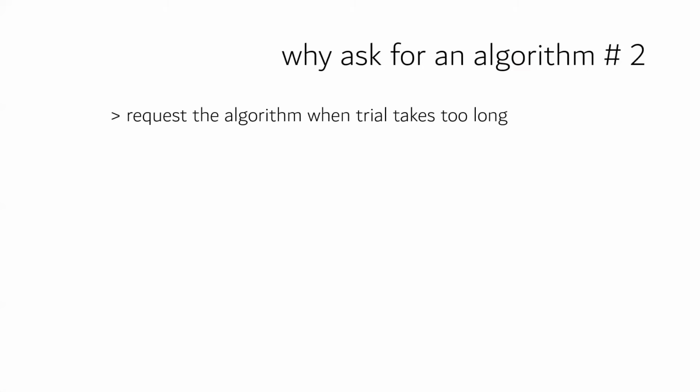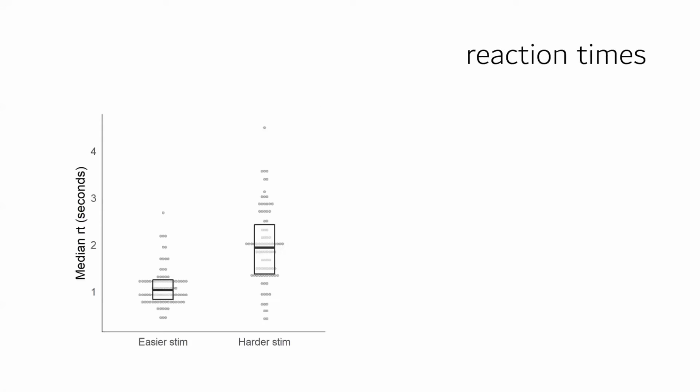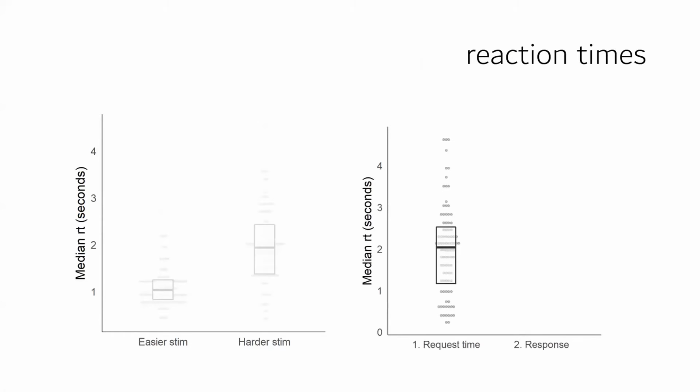So one reason why people might be asking for the algorithm is just to help them when the trial itself is taking too long. So we could look at reaction time data for when participants don't request the algorithm and when they do request it to get a sense of what's going on. So the long and short of it is that participants take longer to respond to the harder images at about 2 seconds compared to 1 second for the easier stimuli. But when they ask for the algorithm, this time really stacks up. So it takes 2 seconds for them to decide whether or not they need the help.